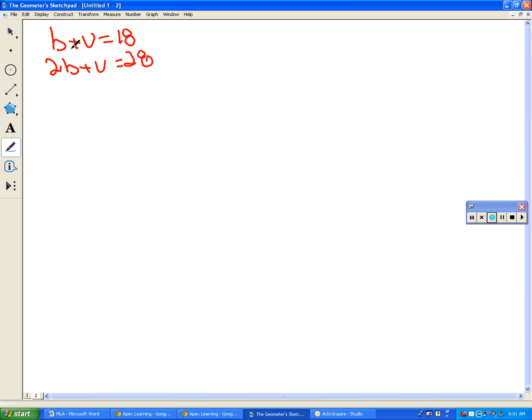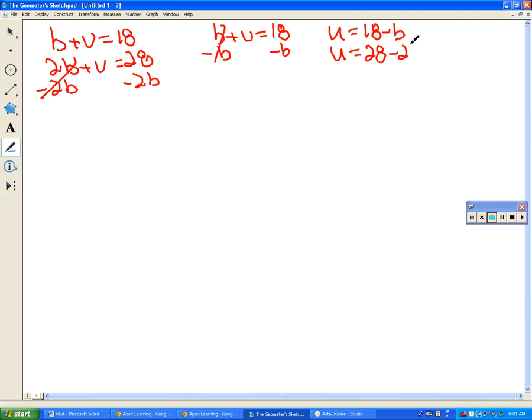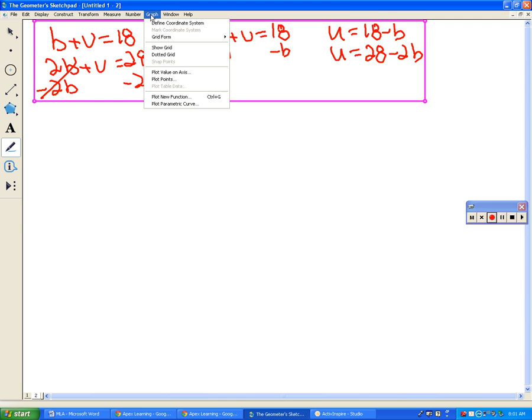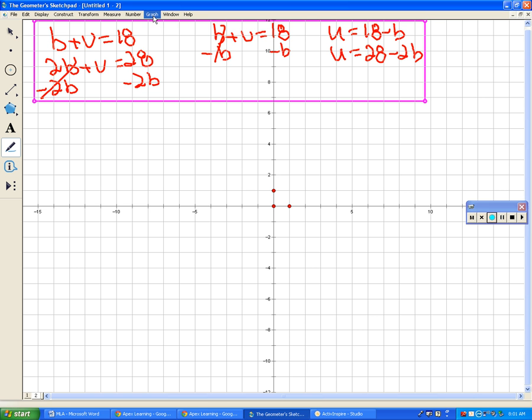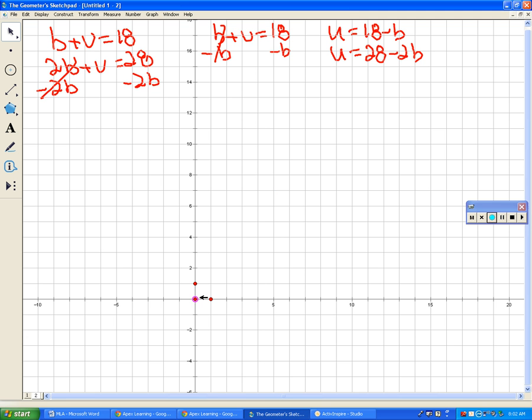Okay? So I'm going to solve this for u by subtracting b from both sides. If I take b plus u equals 18 and subtract b from both sides, that tells me that u equals 18 minus b. Same thing here, I'm going to take this and solve it for u by subtracting 2b from both sides. So those cancel, and that's going to give me the equation u equals 28 minus 2b. And so now I can graph those just like I did with the other problem. And this one's going to work out a little bit nicer because the numbers aren't quite so crazy.